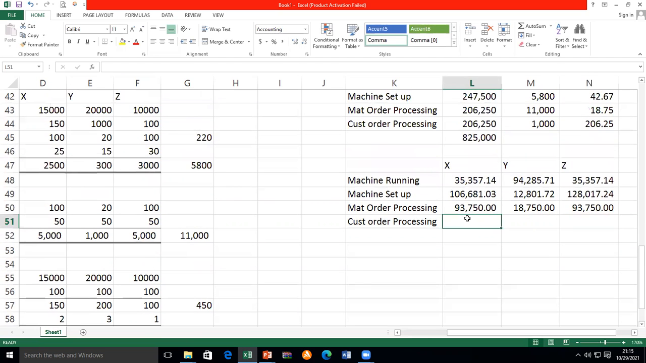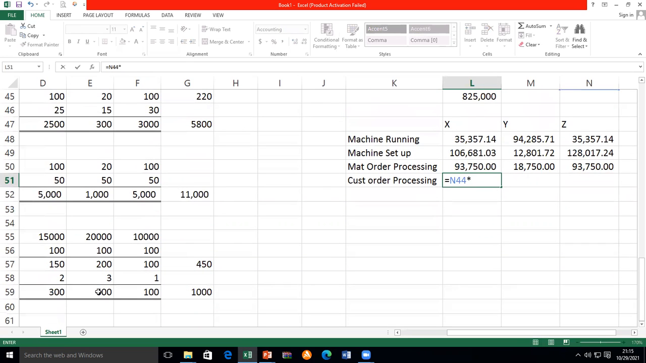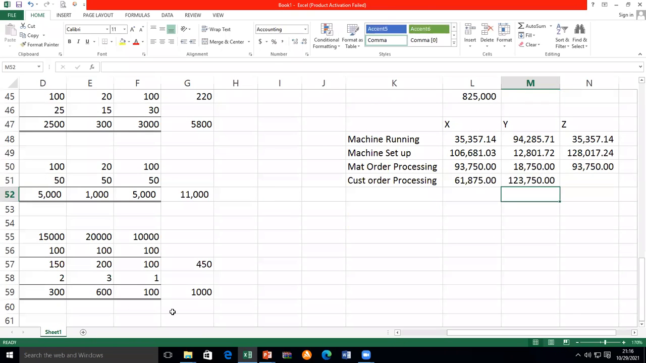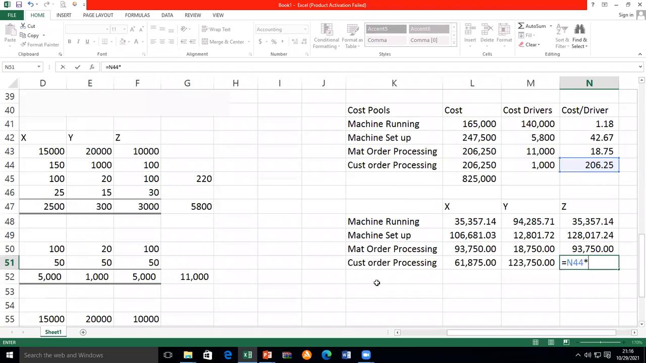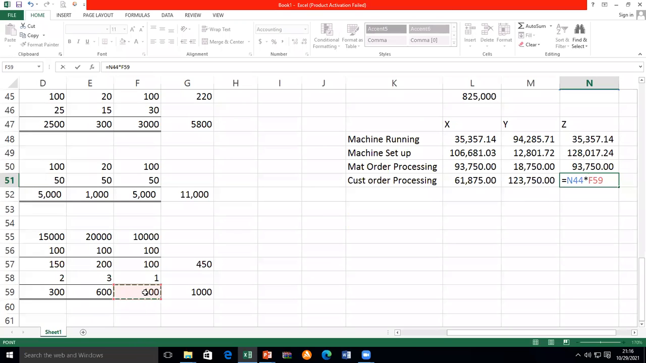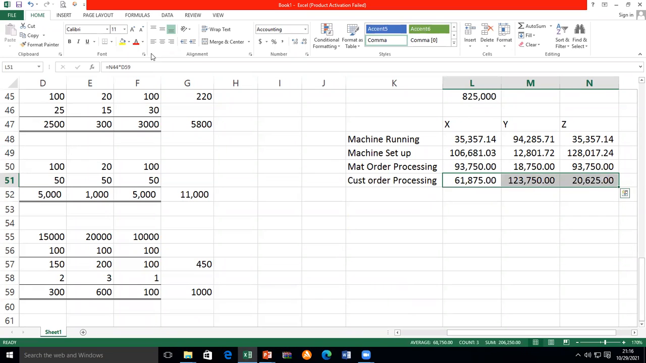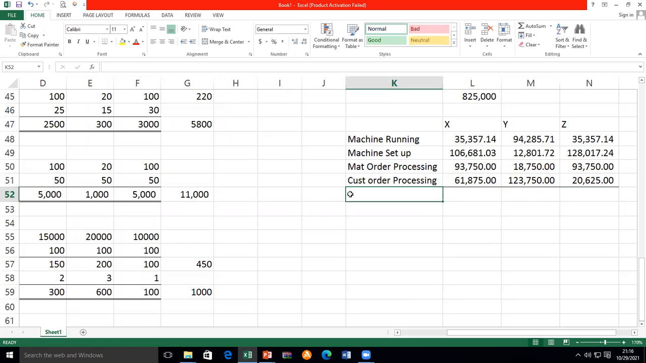And lastly, customer orders, that, multiply by that. That, multiply by that, and lastly, pick that, multiply by that. Okay, so these were items, guys. So these were the overheads that we absorbed using ABC process.